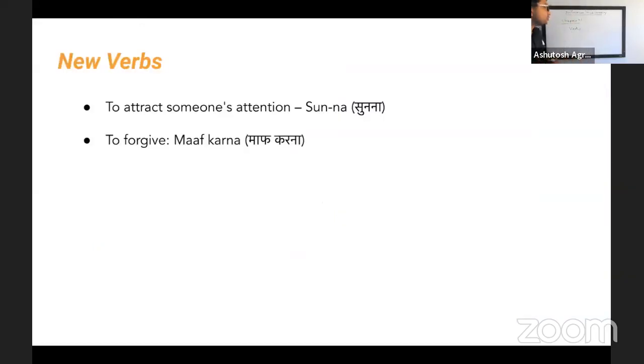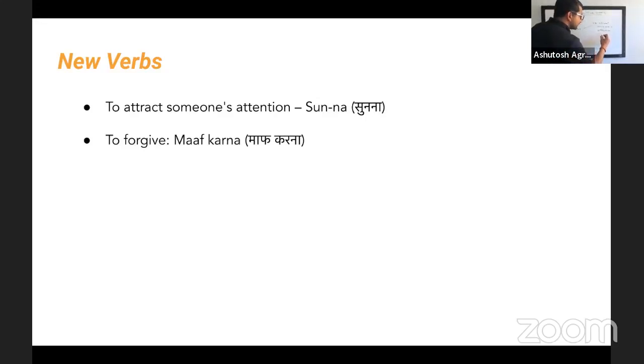So as I said, we'll be focusing on two important verbs. The first one is basically if you want to attract someone's attention. You can see it right now on your slide, and then I'm going to unshare it and you'll see the whiteboard as well.